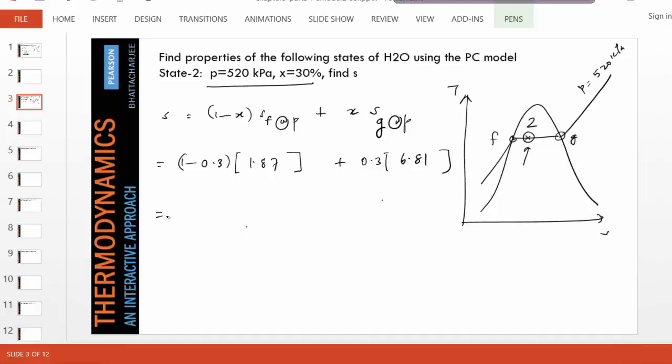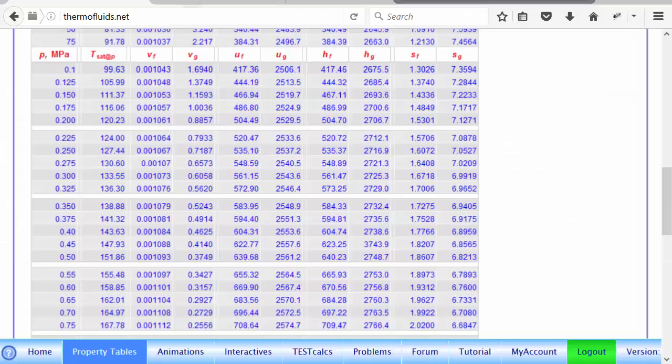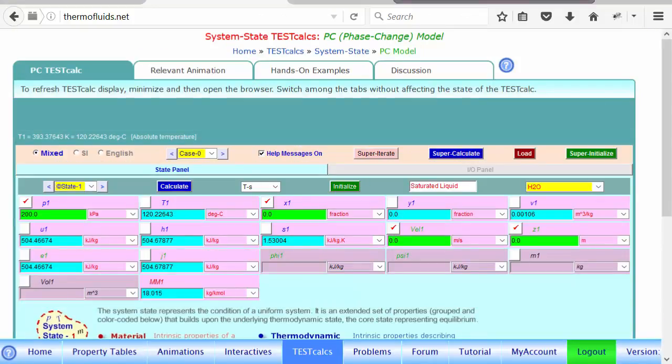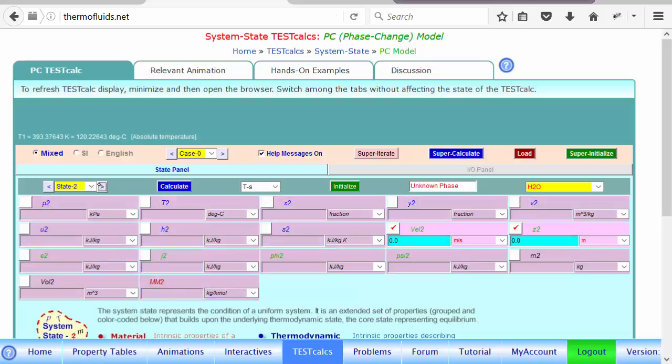I have already calculated this with a calculator. To save the time, I'll just put the number right now, 3.35, something like this, kilojoule per kg K. Well, let's go verify. Let's find the entropy using TestCalc and make sure we are inside the dome. So we go back to the TestCalc. This time we want to find state 2. Notice the calculated states are stacked here.